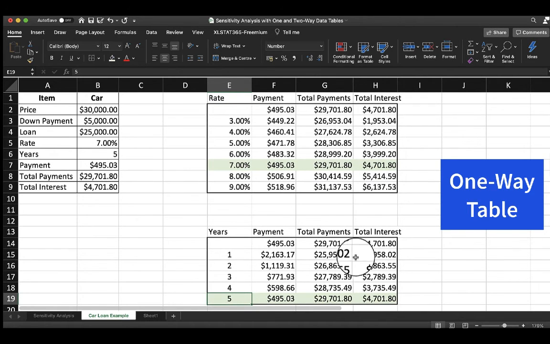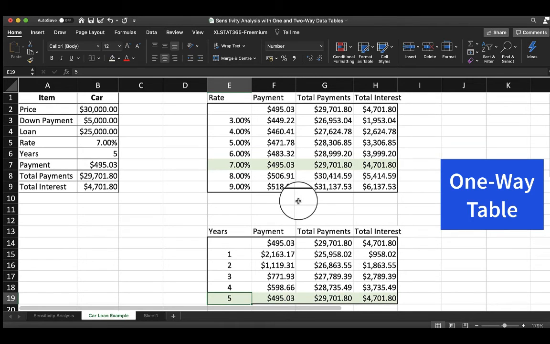In these data tables, you see how you can vary one of the inputs in the column, that is either the interest rate or the number of years or maybe the price also. We have viewed in the table the impact of these input changes on the outcome. So this is the sensitivity analysis or the what if analysis.